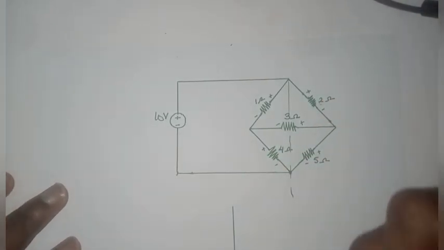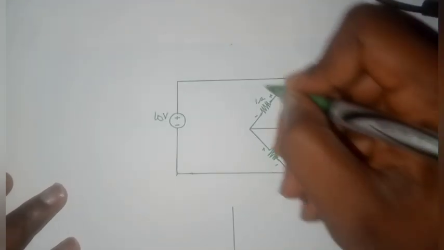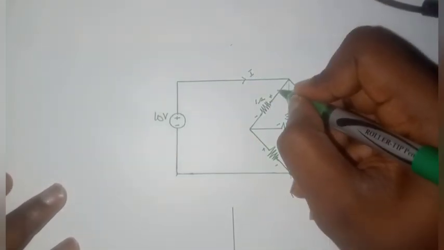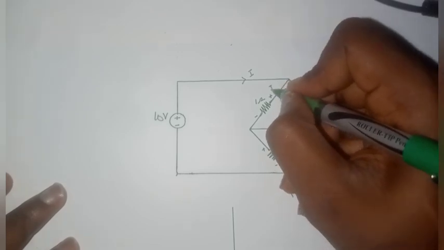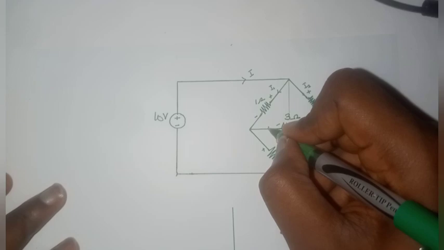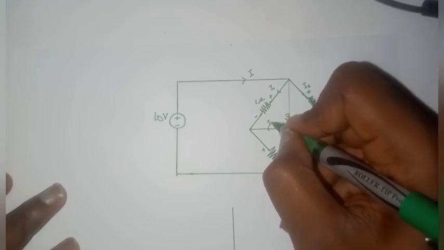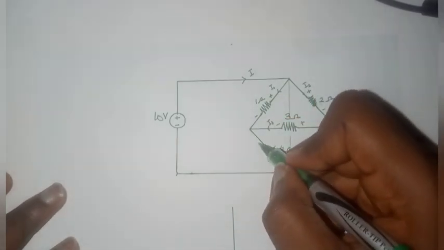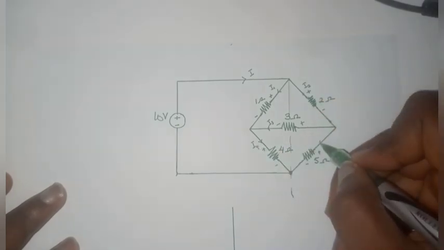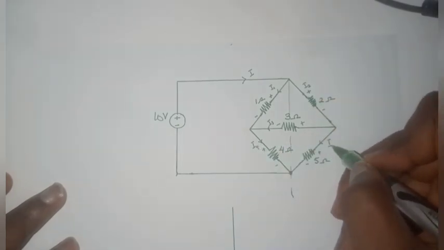Next thing we want to do is to assign current to each branch. So let's make this branch current I. Then this one would be I1. Then we'd have I2 here. Call this I3. Make this I4. And this I5.